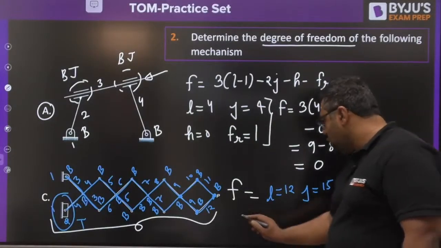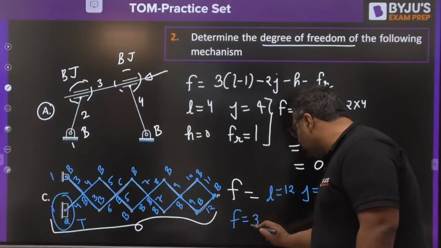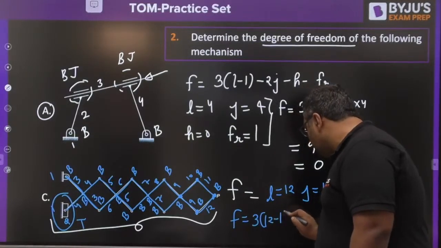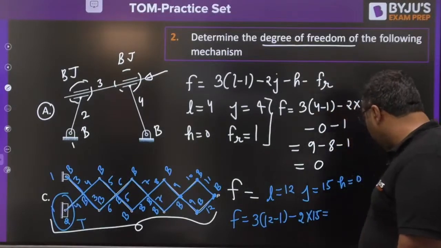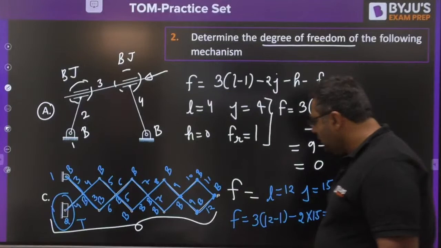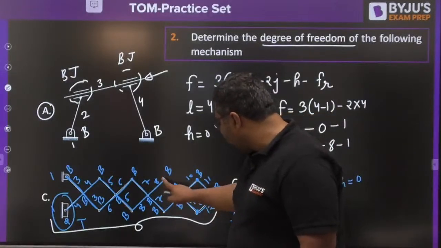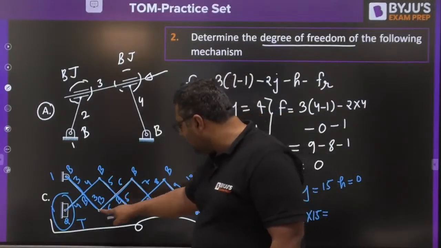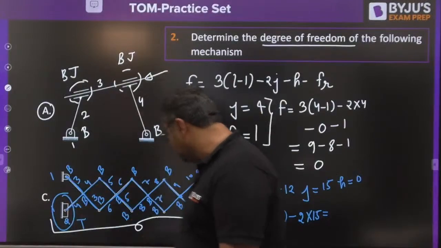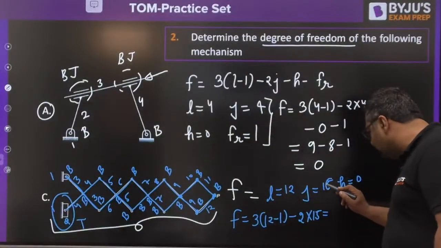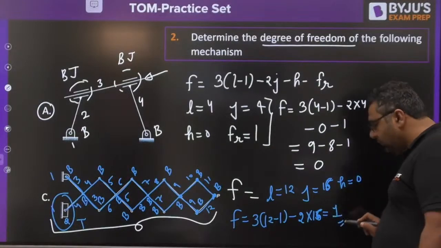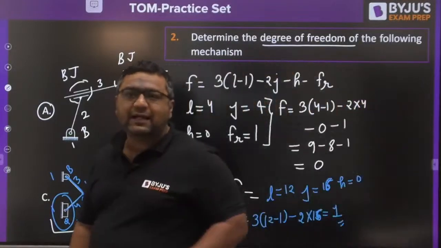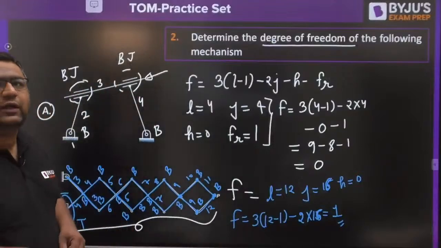No higher pair. So when you use this, it is going to be 3 into (L minus 1) minus 2 into 15. Okay, is it clear? So 1, 2, 3, 4, 5, 6, 7, 8, 9, 10, 11, 12, 13, 14, to 16. Not 15, actually they are 16. So it is going to be 16. The answer will be 1. Is it clear for everyone, guys? Yes, very good, Abhijit. Very good, guys.